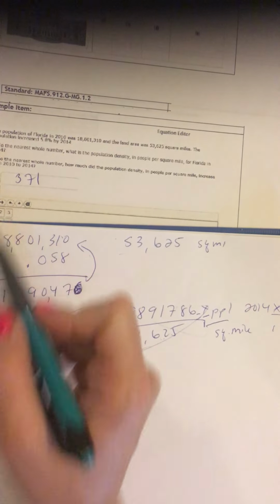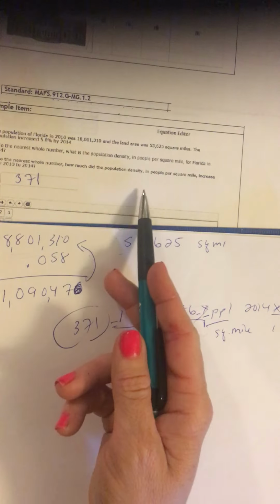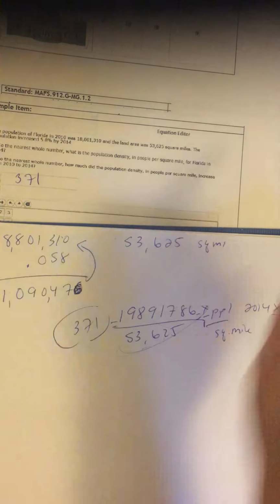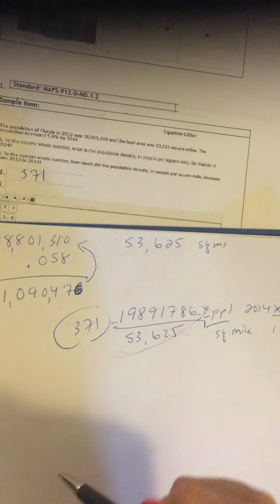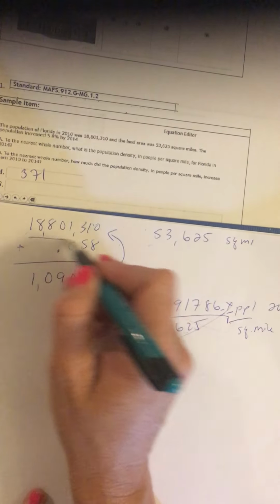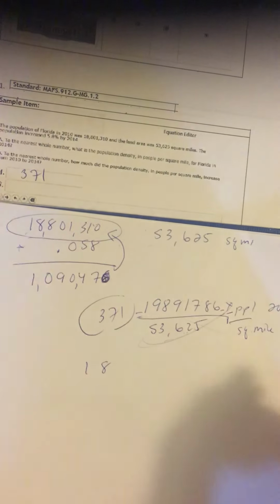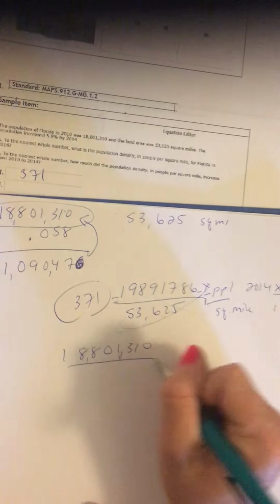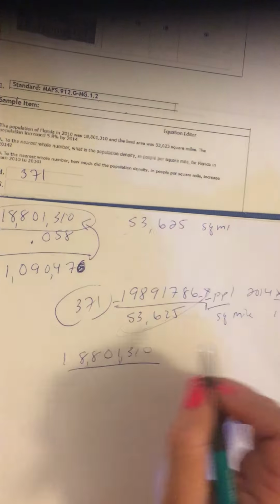All right, now that we know that, part B is asking us, to the nearest whole number, how much did the population density in people per square mile increase from 2010 to 2014? So now we need to figure out the population density for 2010. So we are going to use this number here, 18,801,310, and divide that by the total number of miles, which is 53,625.